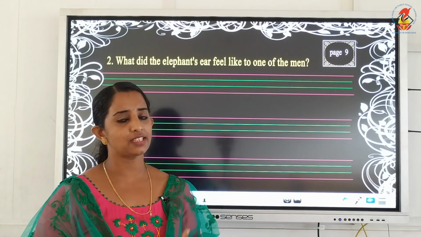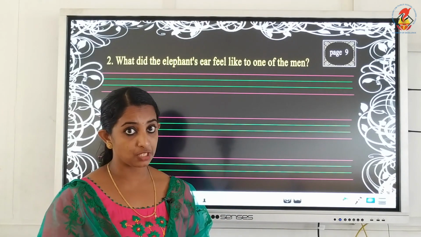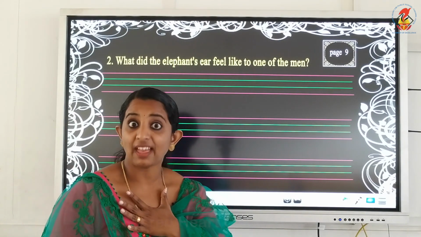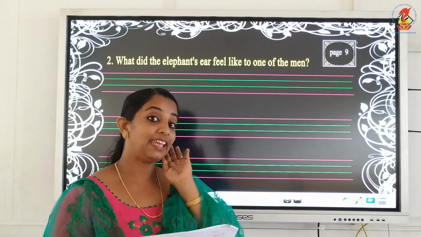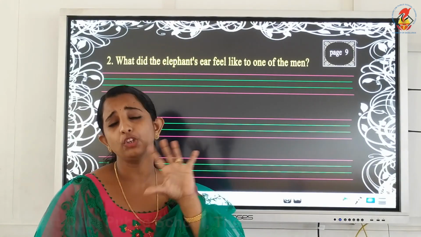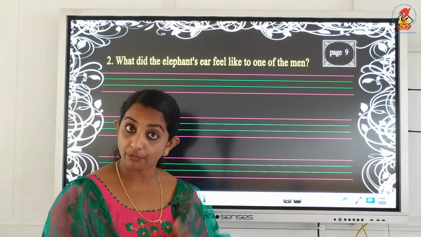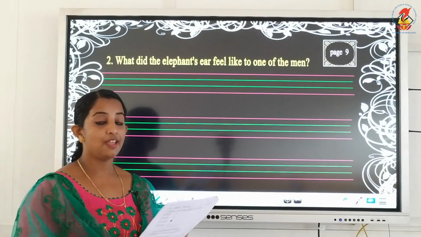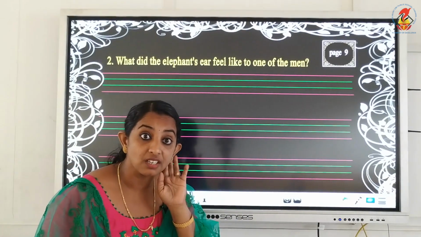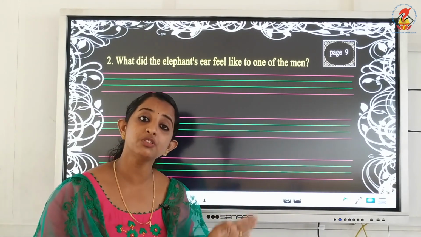Now, how to put that into a sentence? One of the men, repeat after me, one of the men felt that the elephant's ear is like a huge fan. Repeat after me. One of the men felt that the elephant's ear is like a huge fan.